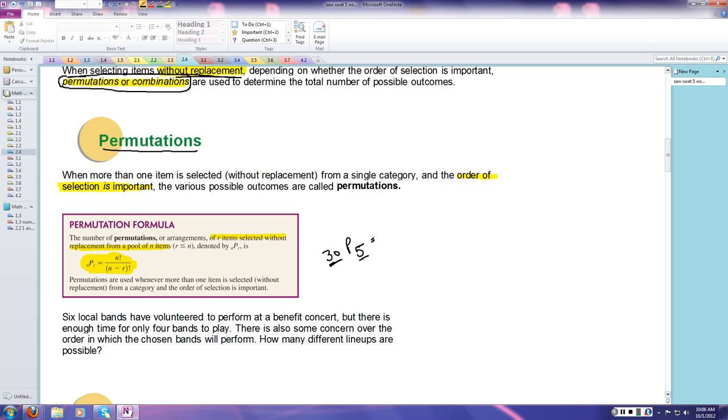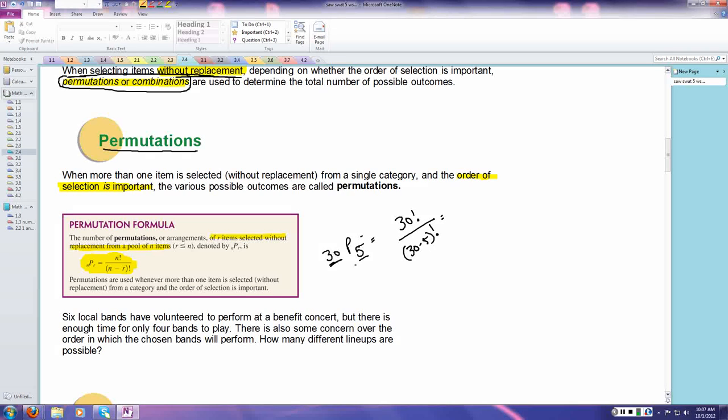If I pick you second, you present second. So 1, 2, 3, 4, 5 is a different permutation than 5, 4, 3, 2, 1. So if I picked you to present first or if I picked you to present last, this is a permutation. So the order matters here. So you're going to have 30 factorial over 30 minus 5 factorial.